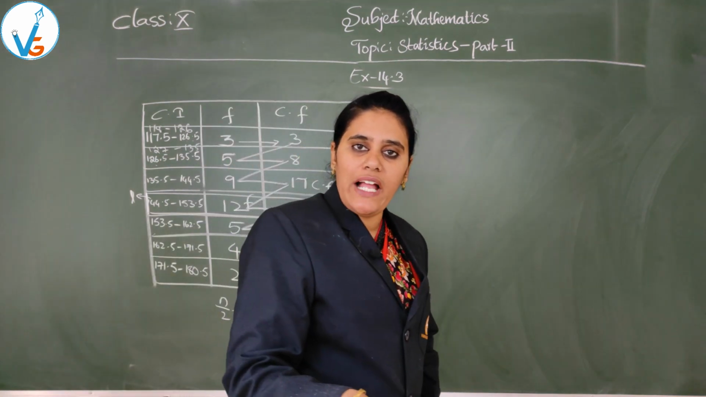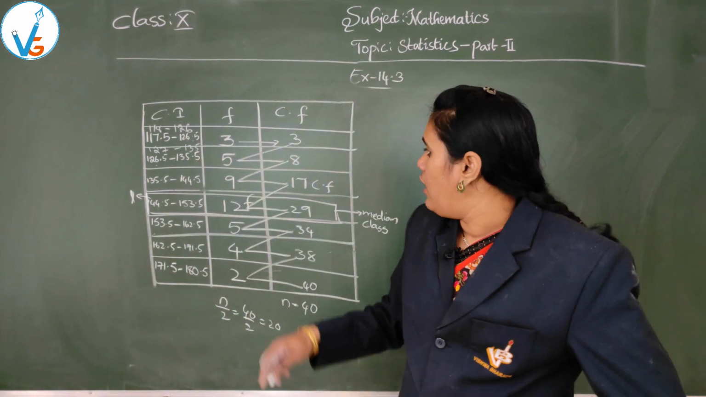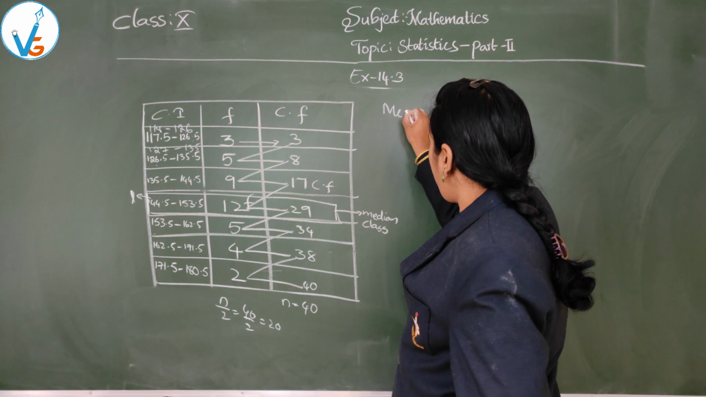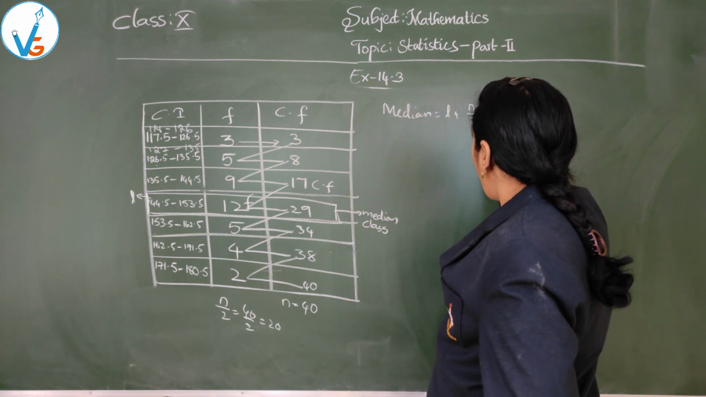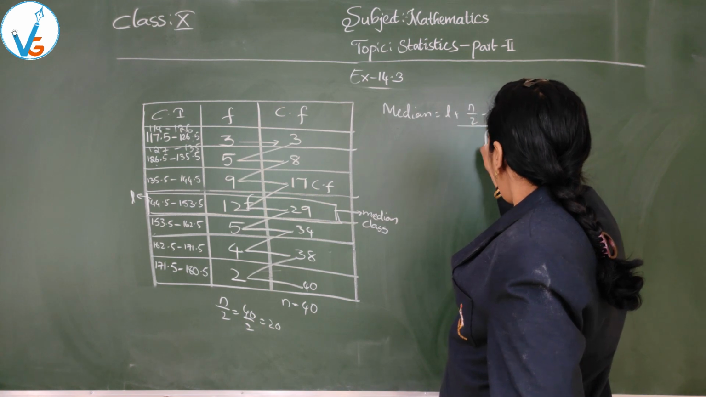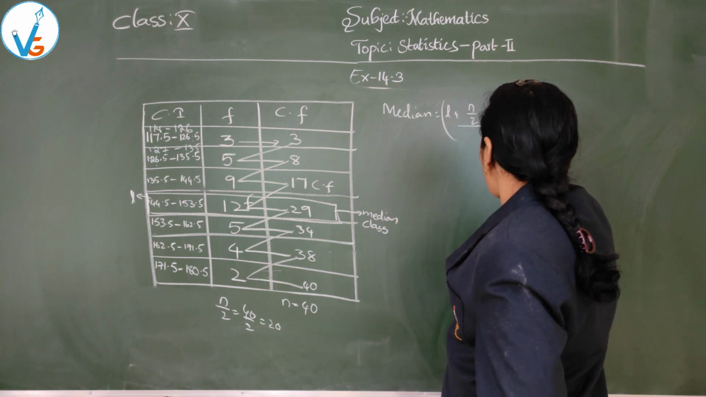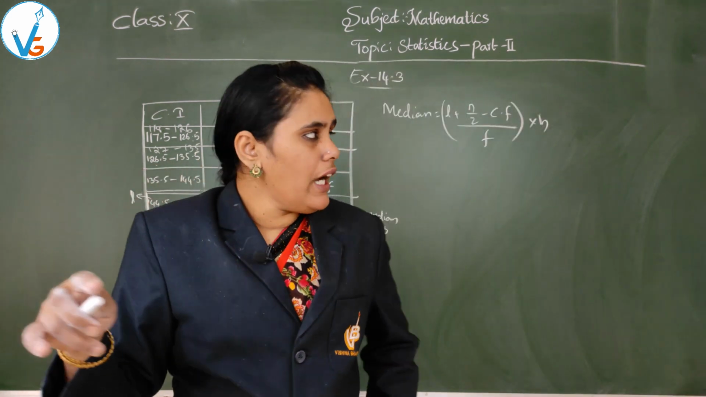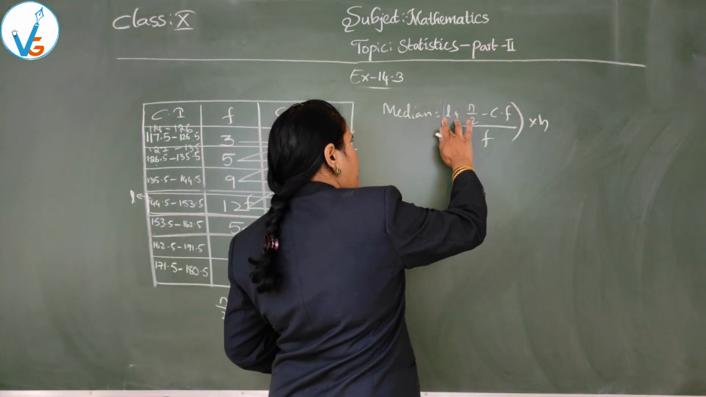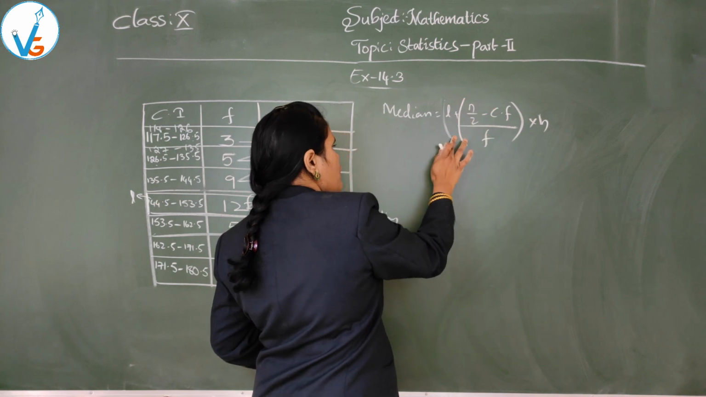Now, what we have to do? We have to substitute all these values in the formula. Now what is the formula over here? Median is equal to L plus n by 2 minus CF by F into h. Okay, this is the formula. So here in this formula we have to substitute all the values.